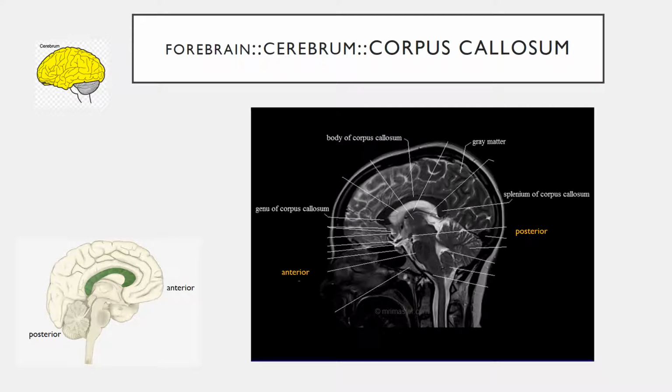The cerebrum can be divided into 2 hemispheres, the right and the left. The 2 sides communicate through the corpus callosum. The corpus callosum is made of white matter. The corpus callosum also has a body, the main portion, a genu, the anterior portion, and the splenium, the posterior portion.